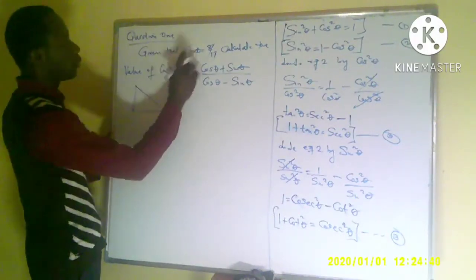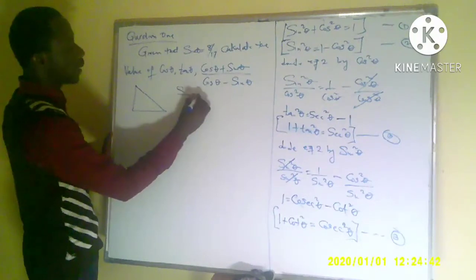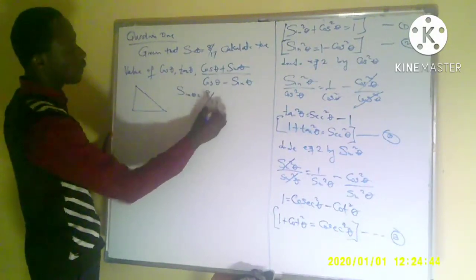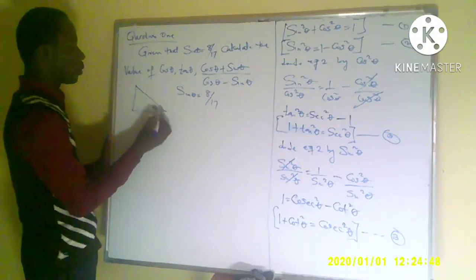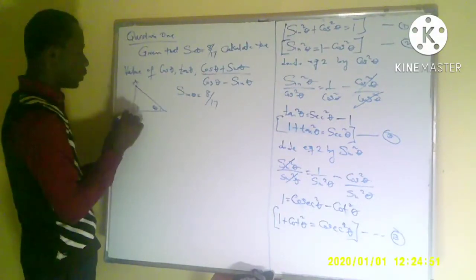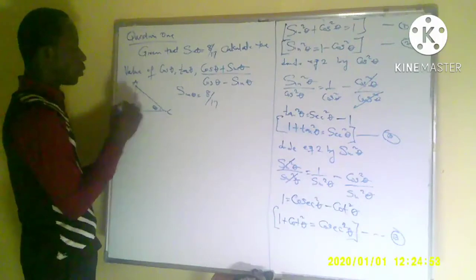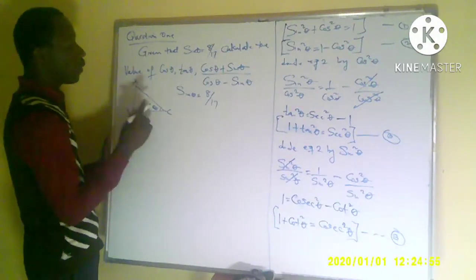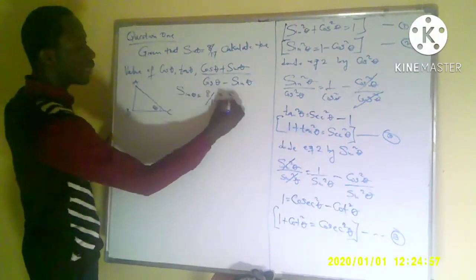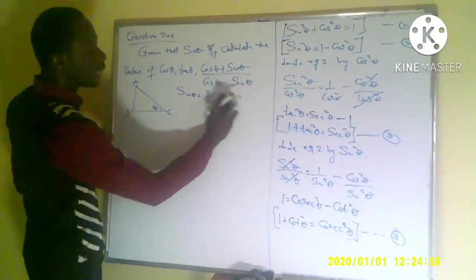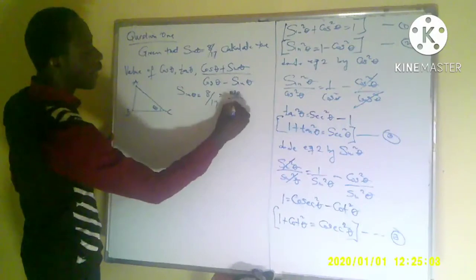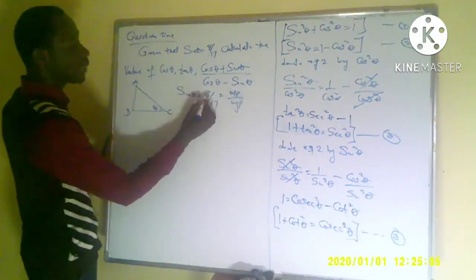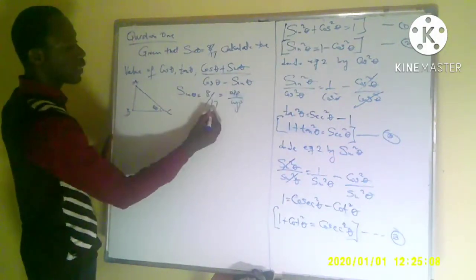Now, what is given to us from the question? We're given sin theta is equal to 8 over 17. So now, let's assume this is my angle, and this is my A, B, then C. From my angle, what is sin theta? Sin theta, if you can recall, is opposite over hypotenuse. So what this simply means is that 8 is equal to opposite, 17 is equal to hypotenuse.